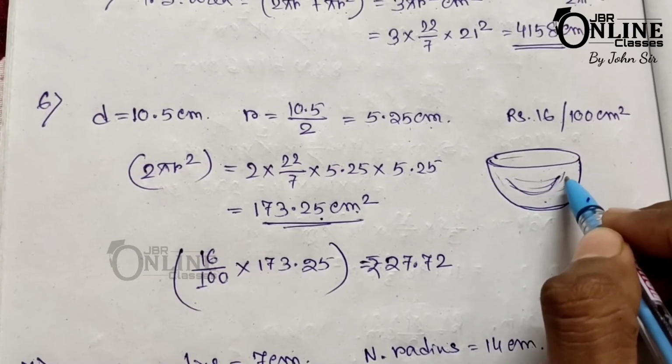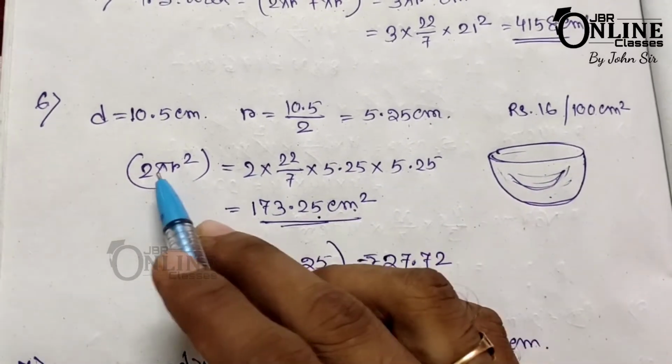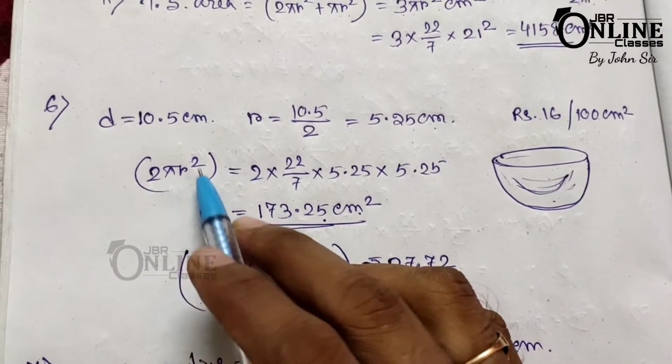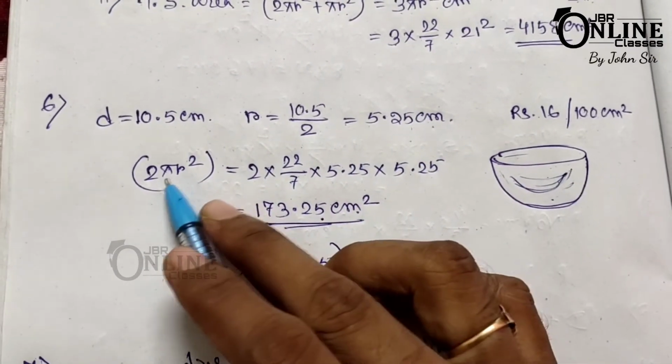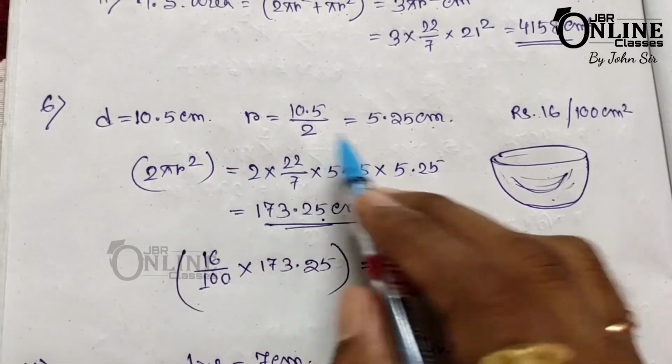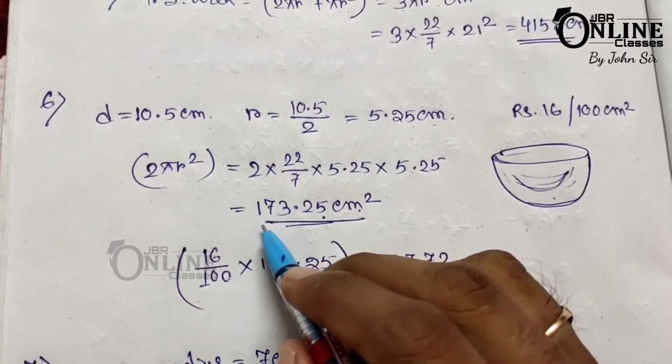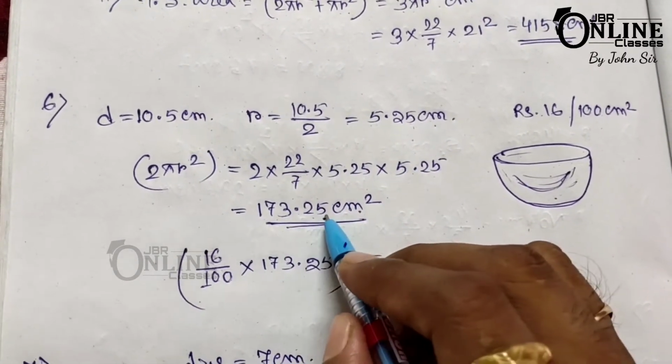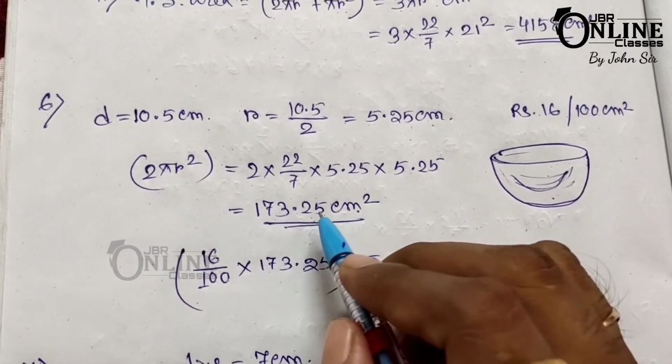Okay, so here the formula of inner curved surface area, that equal to 2 pi r square, as it's a hemisphere, that's why 2 pi r square. So now put down the value of r, that is 5.25, and then 173.25 is the inner curved surface area.